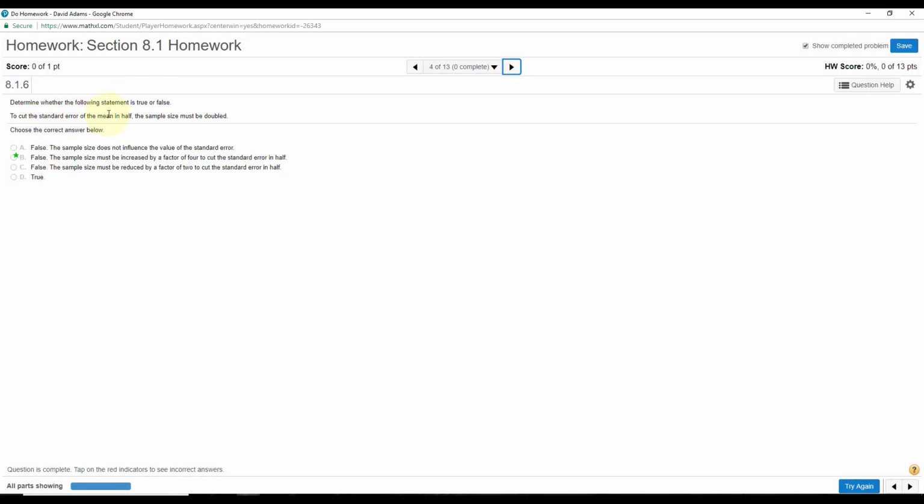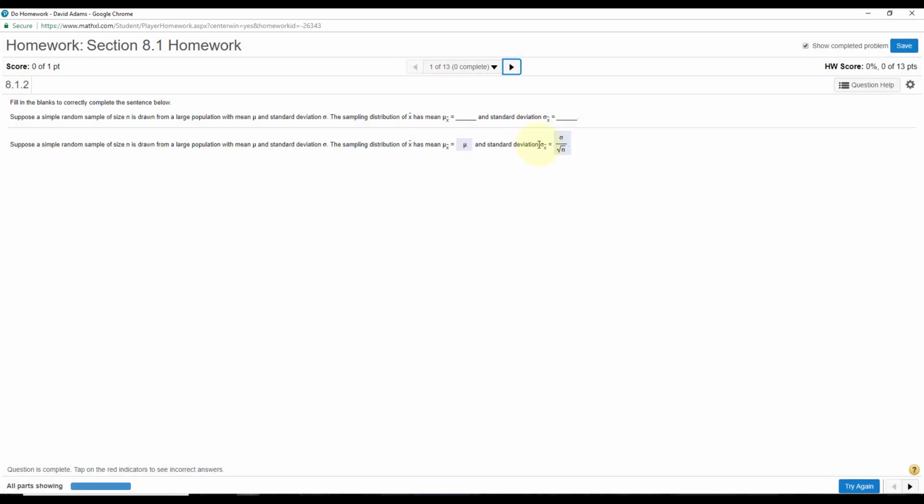This is a little bit of a trick question, but it'll go back to this right here. See where it says to cut the standard error of the mean in half, the sample size must be doubled. That's false. The sample size must be increased by a factor of 4 to cut the standard error in half. Why is that true? Let's go back a little bit.